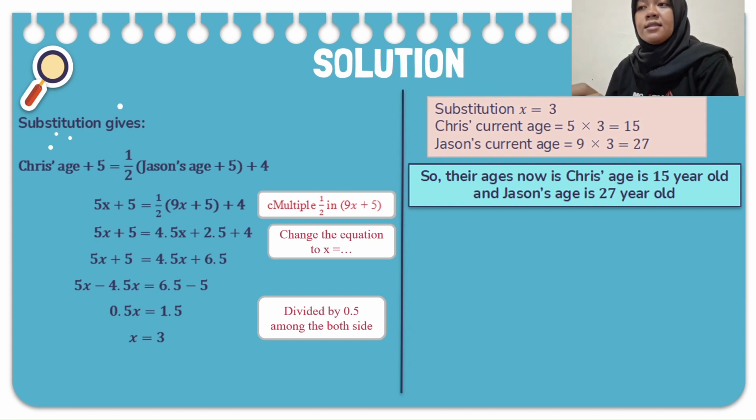Okay, we have x equals 3 and we substitute it into Chris' current age and Jason's current age. Chris' current age is 5 times 3 is 15 and Jason's current age is 9 times 3 is 27. So their ages now are: Chris is 15 years old and Jason is 27 years old.